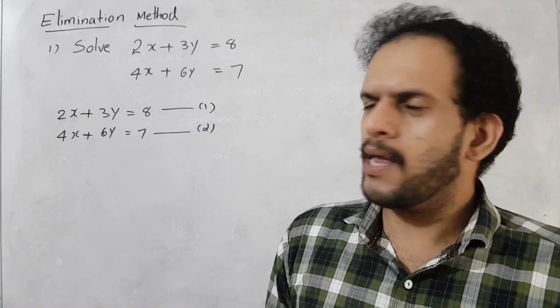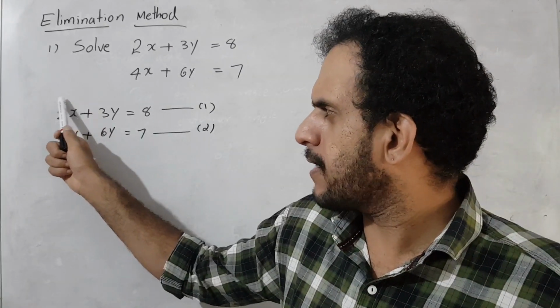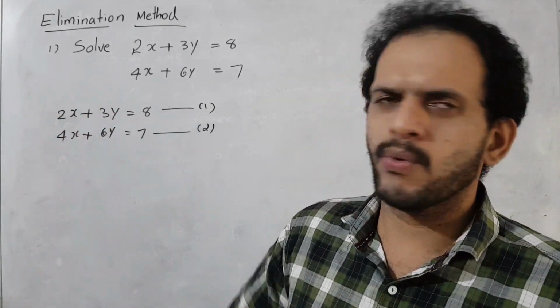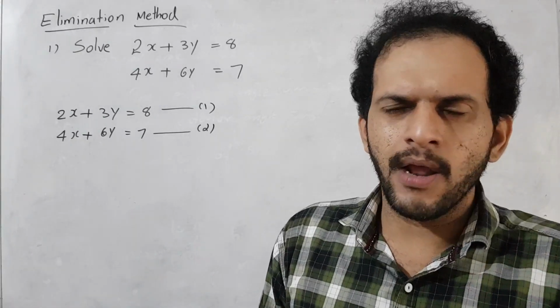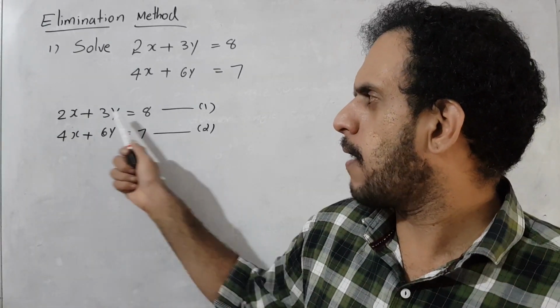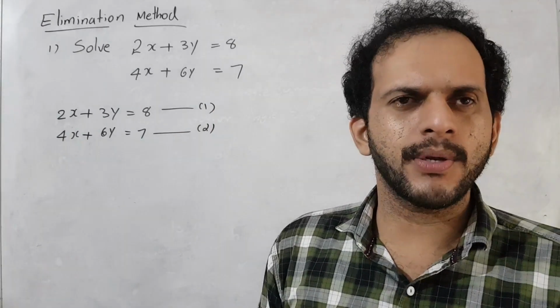To multiply by 2. Correct? Then it is not possible to multiply only one term of equation 1. For that we need to multiply the whole equation by 2.